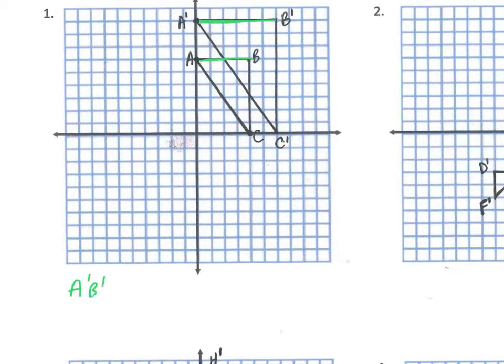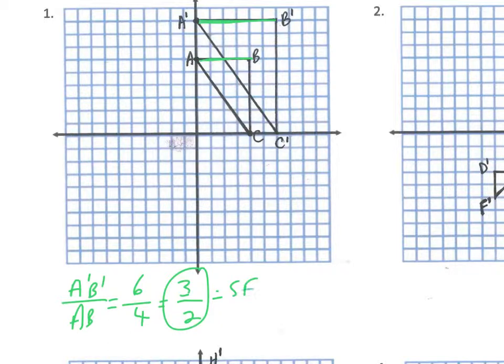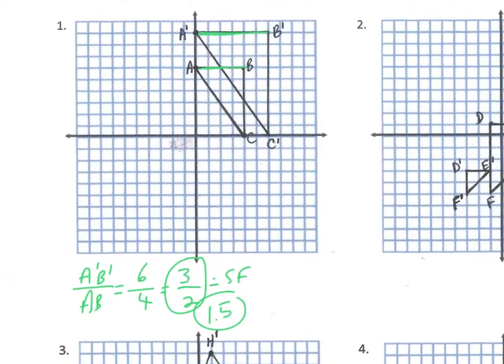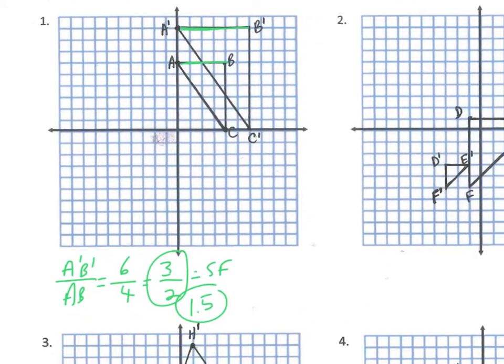A prime, B prime over AB is a ratio of 6 to 4, which reduces to 3/2, and that would be my scale factor. You could also write that as 1.5 if you prefer. So 1.5 would be an acceptable answer as well. Notice the order I did it in. You do want to make sure that you're doing the new coordinates or the new length on top, the image versus the pre-image. Because if you do it the other way, we would have gotten a ratio of 2 to 3. These just would have been flipped. And that would be indicating that our image was getting smaller.